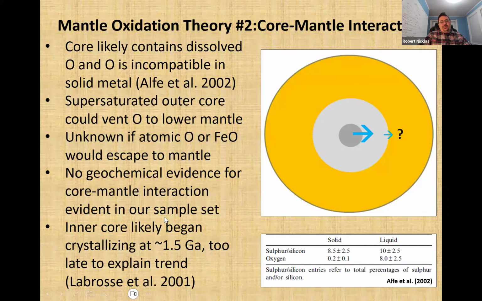And the other really big problem with this is we know, though I've been told geophysicists have altered their models recently, that thermal modeling shows that the inner core likely began crystallizing at 1.5 billion years, which is too late to explain this trend. We would need an inner core as early as 3.5 billion. So we can safely discount this. We don't think core-mantle interaction explains this, or even that it happens at all.